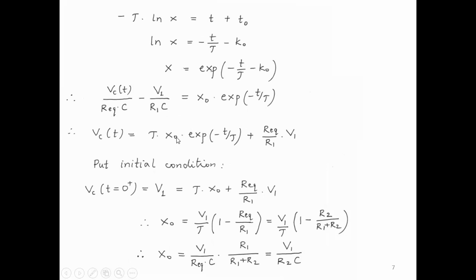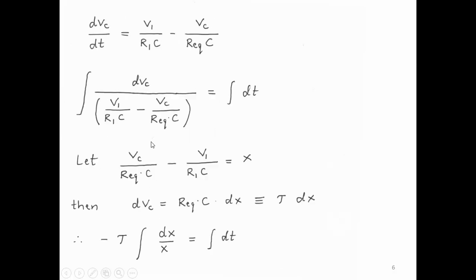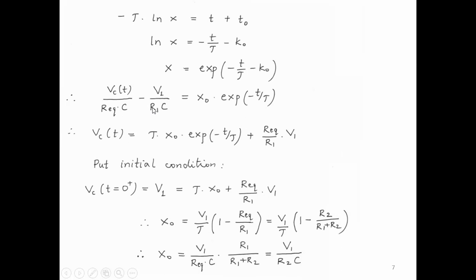And then, let's pick it up from here. So Vc of t is equal to tau times x0 e raised to minus t by tau plus Req by R1 times V1. Tau is Req times C. Tau is a time constant. I'm assuming you are familiar with all this, so I'm rushing through it.